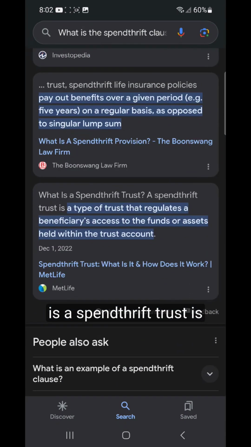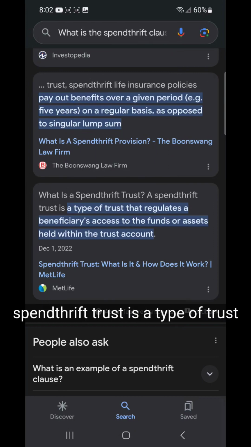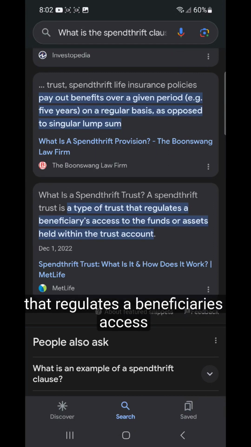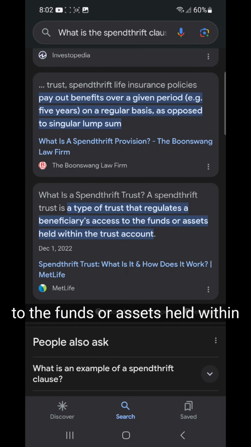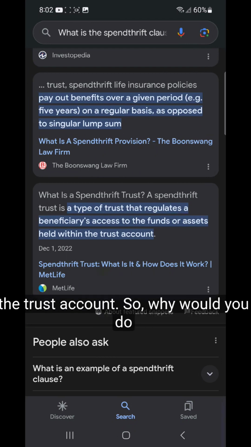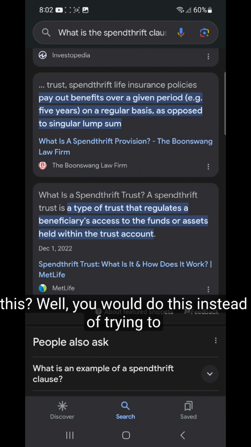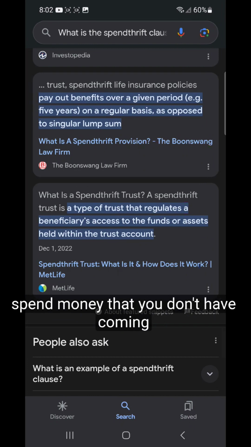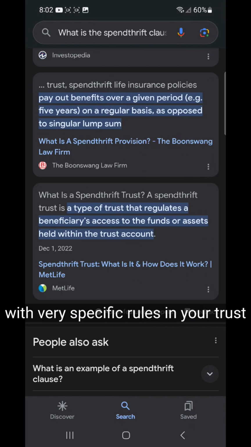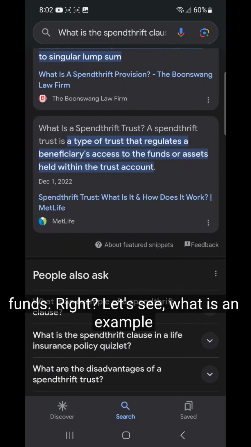What is a spendthrift trust? A spendthrift trust is a type of trust that regulates a beneficiary's access to the funds or assets held within the trust account. So, why would you do this? Well, you would do this instead of trying to spend money that you don't have, coming with very specific rules in your trust funds, right?